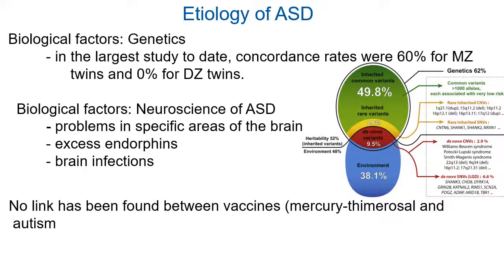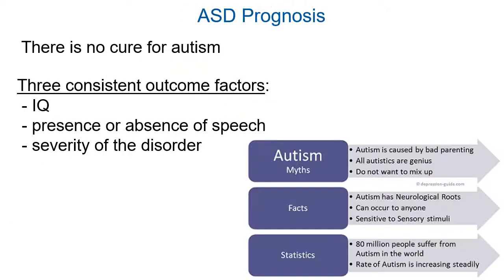Now, the cause of autism can be varied as well as not entirely understood. About half of cases occur through inheritance, whereas the other half are due to environmental causes. Now, unfortunately, there is no cure for autism. There are several different factors that can impact the outcome of these patients. First is going to be whatever IQ they develop, the quality of their speech, and overall this will lead to a change within the severity of the disorder.